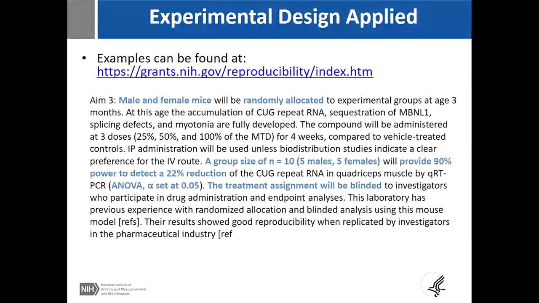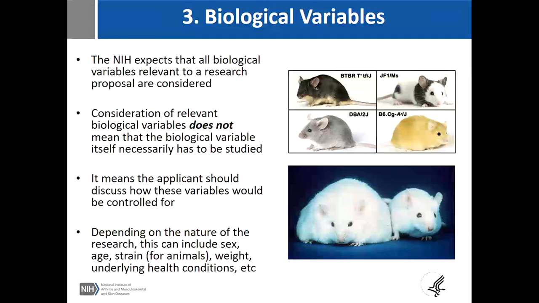And then the third part of this rigor and reproducibility landscape is the consideration of biological variables. The NIH expects that all biological variables relevant to a research proposal will be considered. We heard a great talk by Dr. Fox earlier about just how many variables there can be, and it can be daunting. So one piece of practical advice is to focus on the most relevant variables that your peers reviewing your application are really going to want to focus on, and try to discuss that as much as possible.